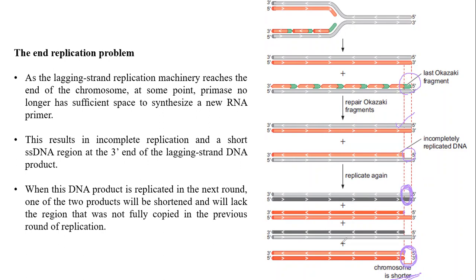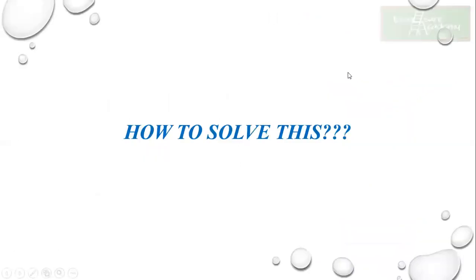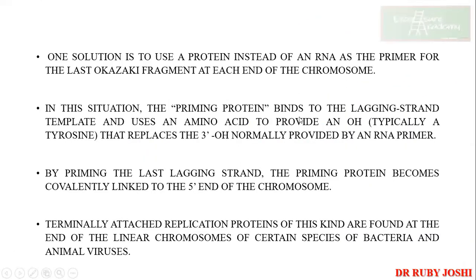Okay. Yes, ma'am. So this results in the incomplete replication and a short single-stranded DNA region at the 3' end of the lagging strand DNA product. Now when this DNA is replicated in the second round, it is going to be shortened. Same thing, it's just that it is the description of the figure. Okay, now how to solve this? So this is one mechanism, and the second mechanism, which you all know, is of telomerase.